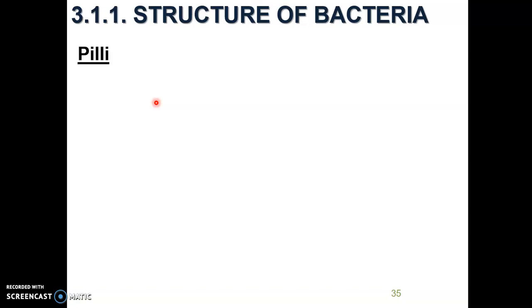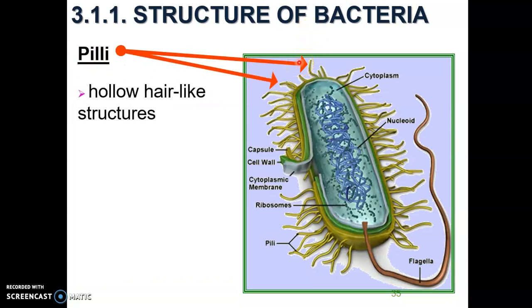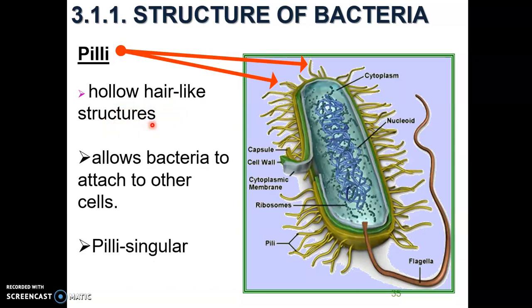Right, so we're going to look at different parts of the bacterium, not in any order. So let's start with the pili. The pili are these little hollow hair-like structures that you're going to find on the exterior of the bacterium. And this is what allows the bacterium to stick to other items or objects. Right, so that's the pili. Let's keep going.